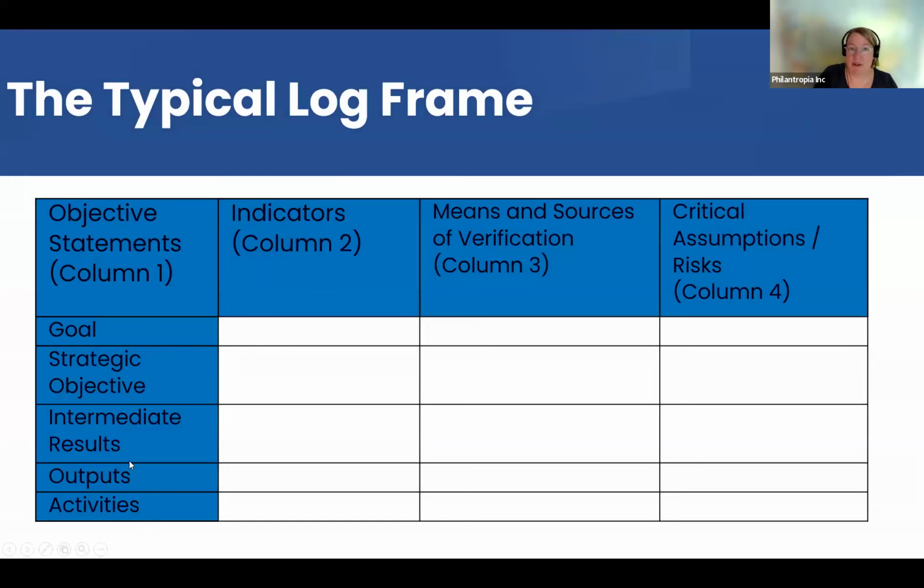When the output happens, after that, you get intermediate results. So you come to the outcome level, midterm changes in either behavior, perception, or maybe even living conditions of the target group you work with. Then you have the strategic objective, which is usually the objective of your project, what you want to achieve with that one project, which is usually a change in living conditions of the target group.